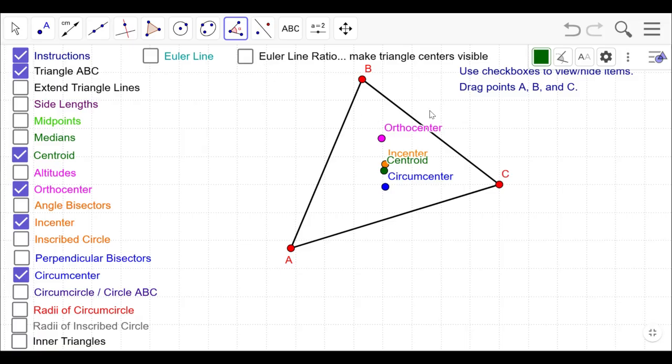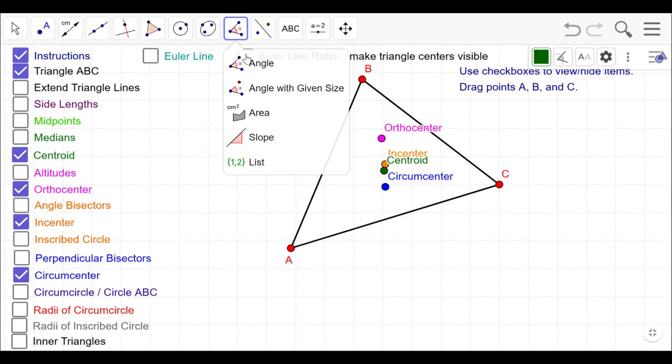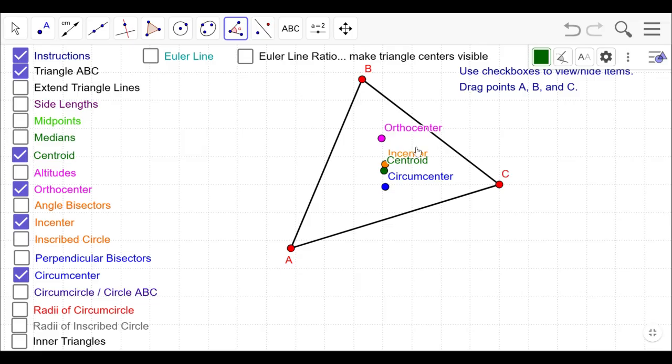Now, here's what you're going to do next. So up here, click it, click angle. And what you're going to do is we're going to put angle measures for all three. So watch me carefully. So I'm going to click point C first. Then I'm going to click point B. And then I'm going to click point A. Of course it did that. Okay, I lied.